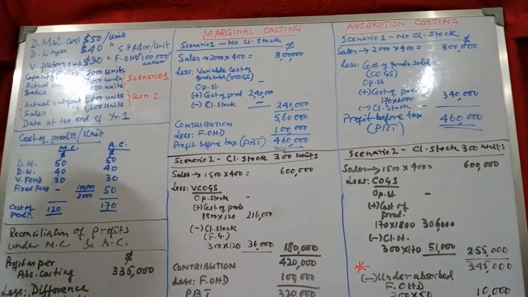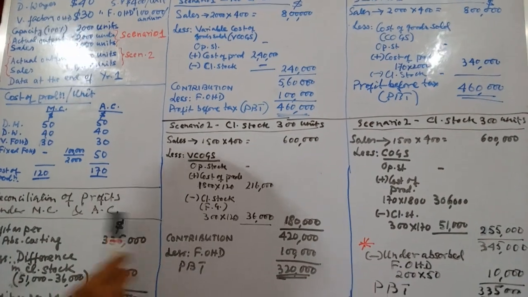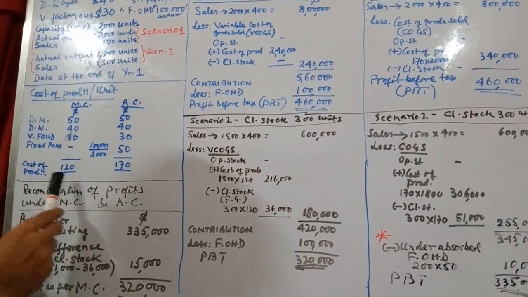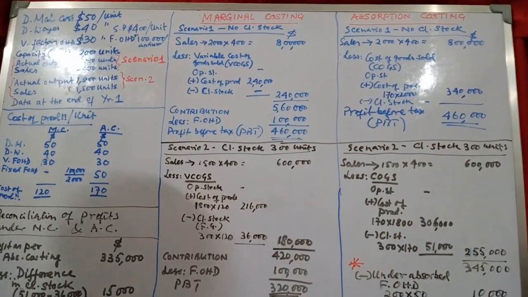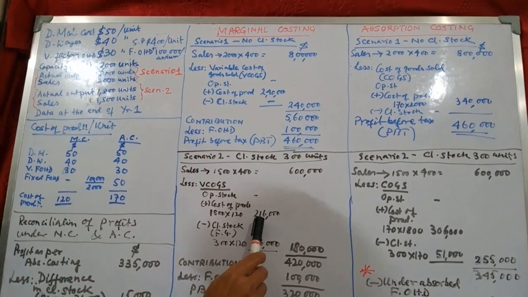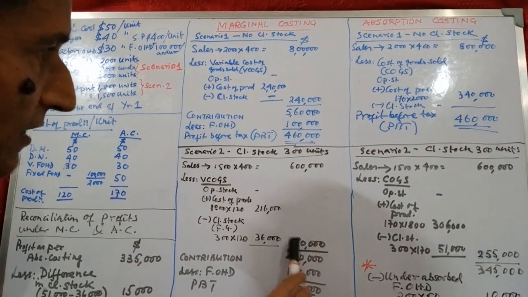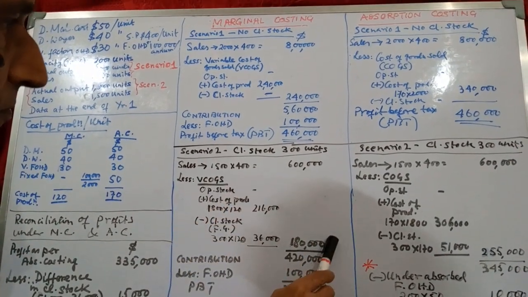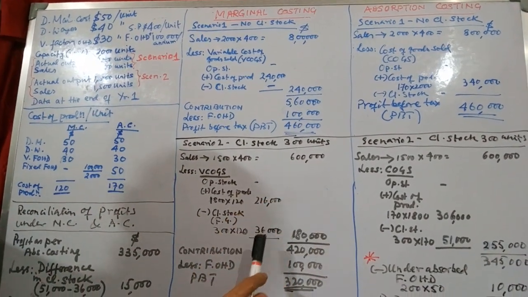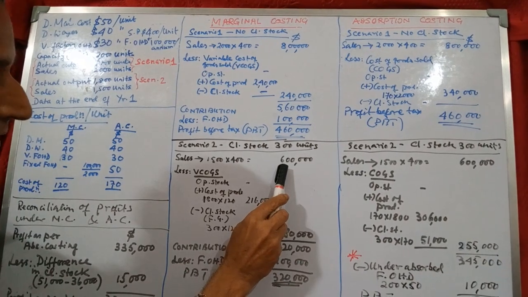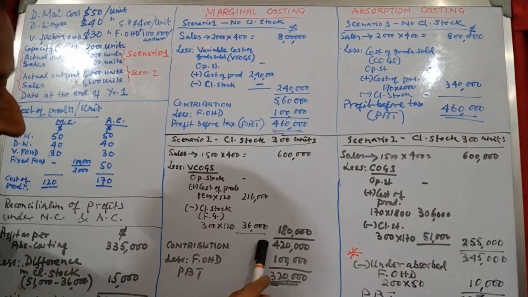How many units are left? 300. So 300 is the closing stock, and 300 into 120 cost of production per unit. So the value of closing stock is 36,000. We deduct this from 216,000, we get 180,000. So 180,000 is the variable cost of goods sold. We deduct variable cost of goods sold from sales and we get contribution. 600,000 minus 180,000 equals 420,000. This is contribution.